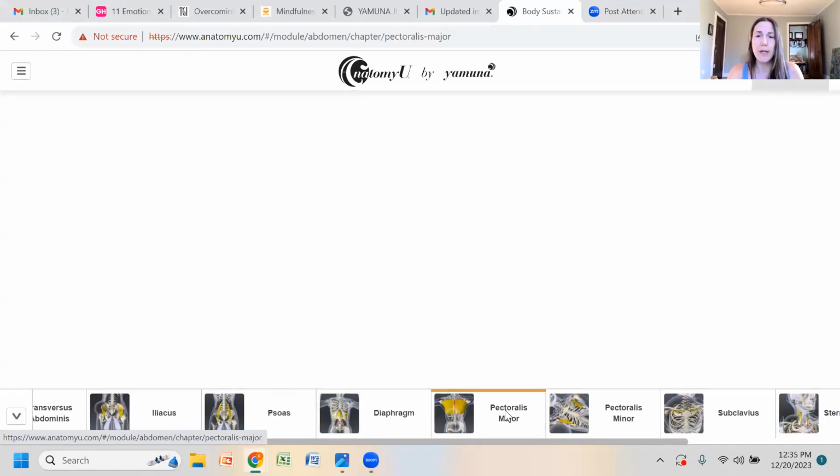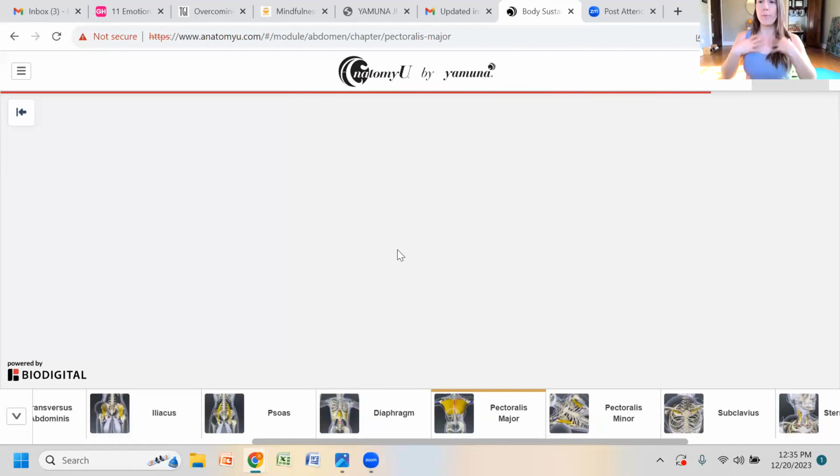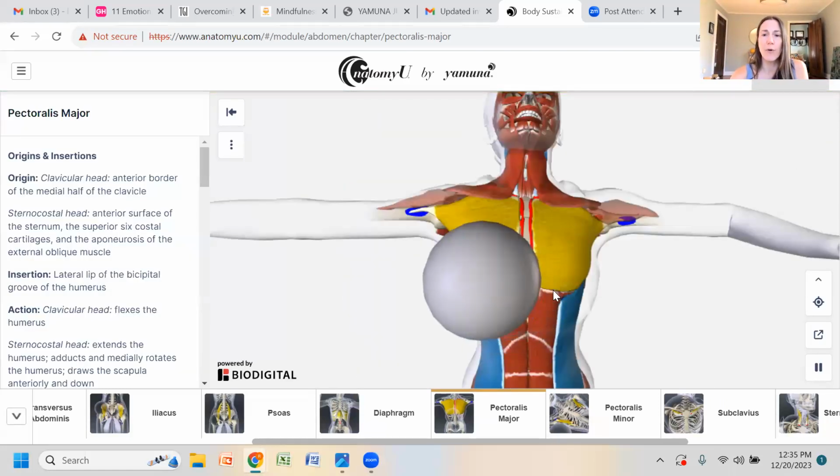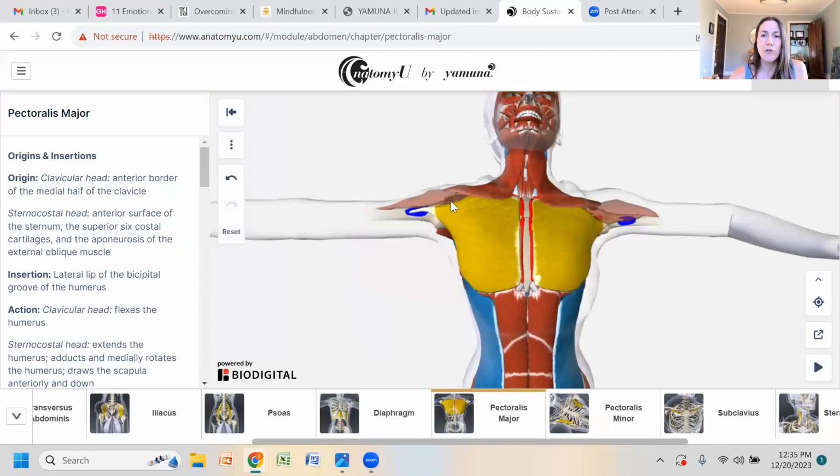Real quick, I want to show you the pec major so that you can kind of compare the two. So the pec major is a very straightforward muscle. It's basically like two squares or two rectangles on either side of your sternum. Kind of takes up these quadrants here, and it's taking a minute to load, but you'll see it's the yellow. So let me hide the ball here because we don't need to see that right now for our purposes. So this yellow is the pec major, and it's kind of what most of us refer to when we're talking about the pecs. And as you can see, it covers the entire upper quadrant of the chest, and it inserts at the arm.